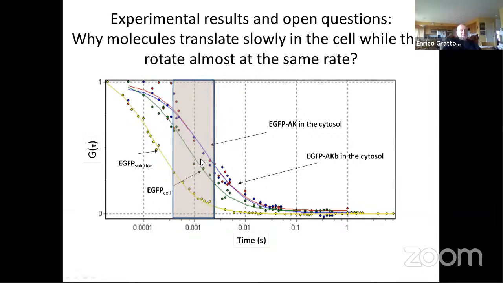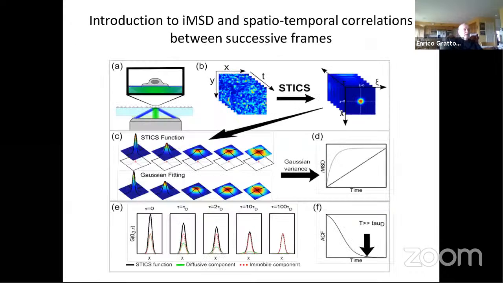And people say that this is due to a change in viscosity inside the cell. And I say this is not very convincing, because if you measure the rotational rate of a molecule the size of GFP, you will find that actually they rotate exactly the same way. So let us try to join the different kind of thing.